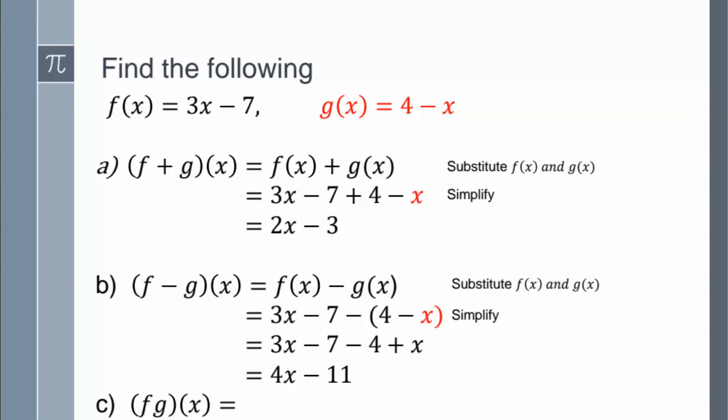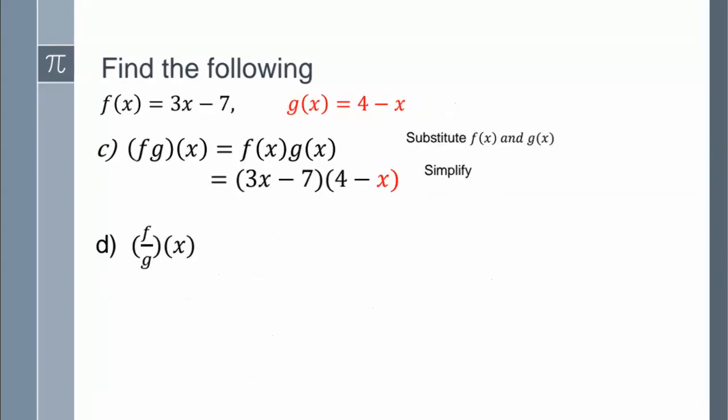All right, what about multiplication? Let's multiply, or that's what c is asking us, f times g of x. Just as before, I want to rewrite it to what it wants me to do. It wants me to multiply f of x with g of x. So again, just substitute. f of x is 3x minus 7, and I'm going to use parentheses because, again, it's an expression. g of x is 4 minus x, parentheses, an expression.